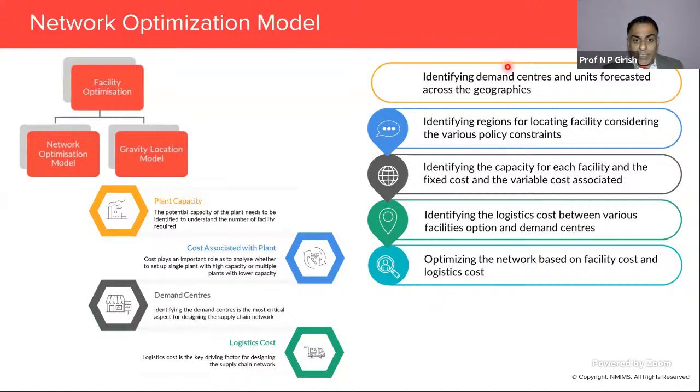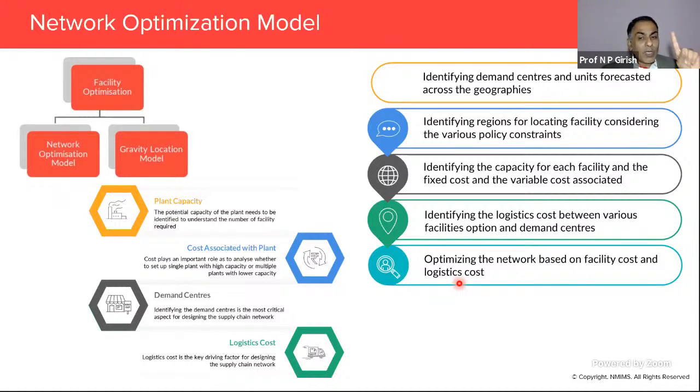Then based on all these things, you find an optimum manner of where all do I set the facility, one or combination, how big, in such a manner that you reduce the total cost. What are the costs? Logistics, fixed cost, variable cost of the facility. That is what network optimization model is all about.